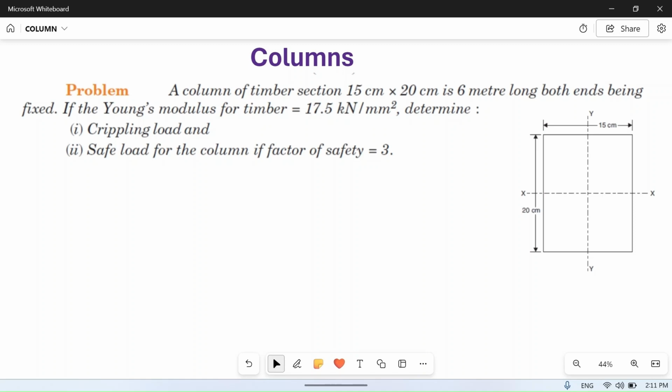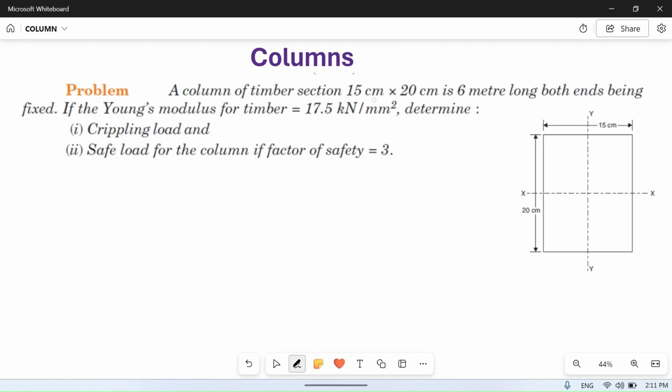So in this video we will solve a numerical problem based on Euler's formula, which is based on columns. As in the previous three videos we have already discussed columns and Euler's formula, derived the formula, and seen how to apply it for various end conditions. In this video we will simply solve a numerical problem. So let's read the problem, and while reading we will note down the important parameters.